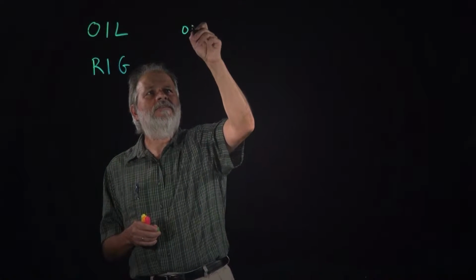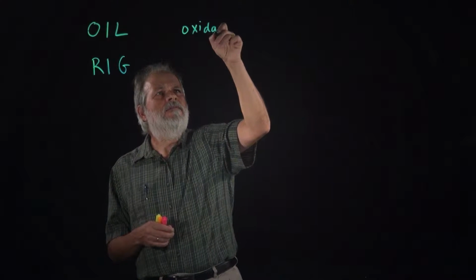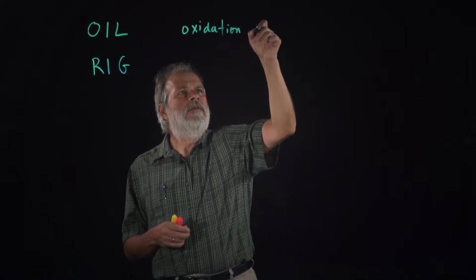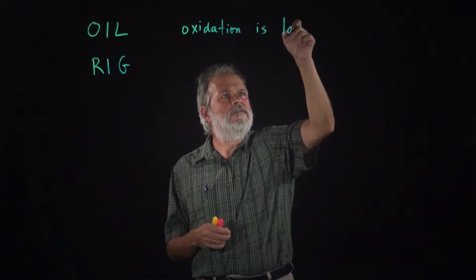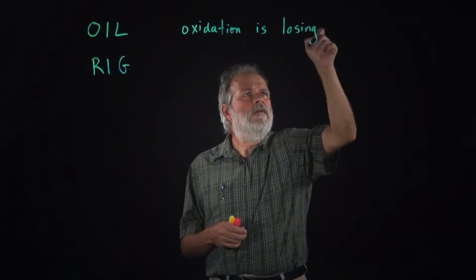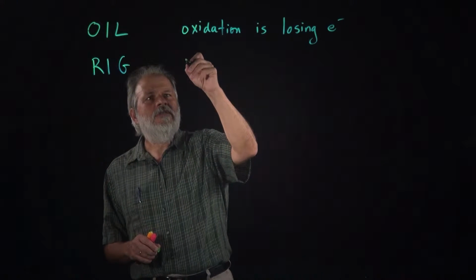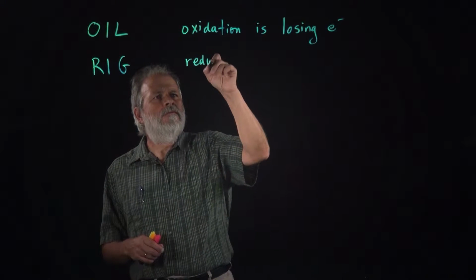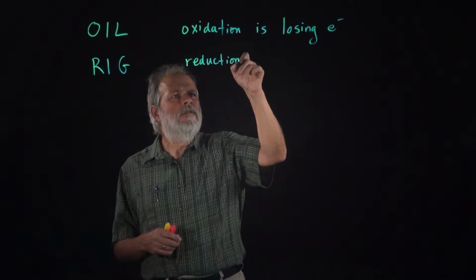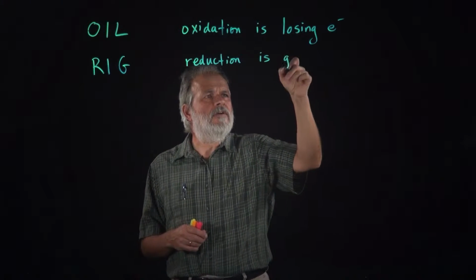Okay, so oxidation is losing electrons, which we'll symbolize by the e with a minus sign. Reduction is gaining electrons.